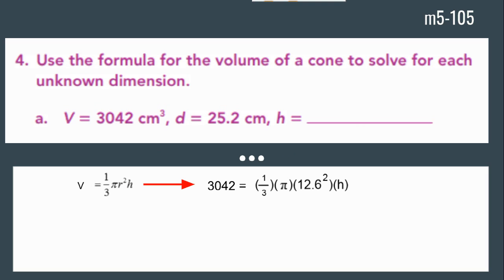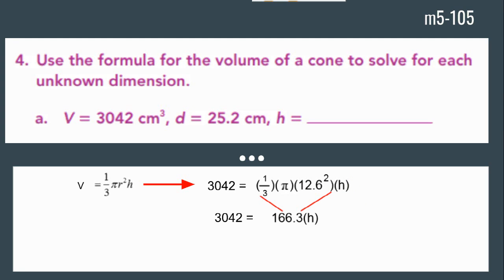So as we fill this in, let's look at what we have. So this turns into 3,042, because that's our volume, equals 1/3 times pi. Those things don't change. When we divide our diameter in half, we get 12 6/10 as our radius. We square that. And then height is missing, so we're going to just have h. Okay. From there, we're just solving this like it were equations. So let's think. On our right side, there are some things we can combine. So we can combine 1/3. Pi, remember, is a number, so we can combine that. And we can combine that with 12 6/10 squared. The only thing we can't combine on the right side is h, because that's just a variable.